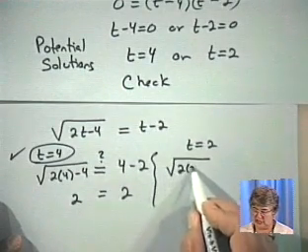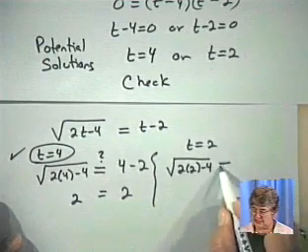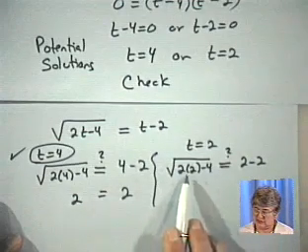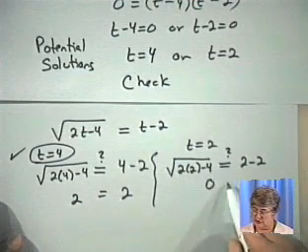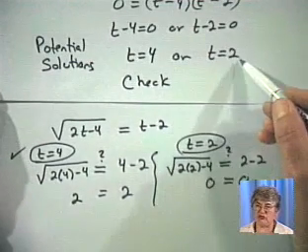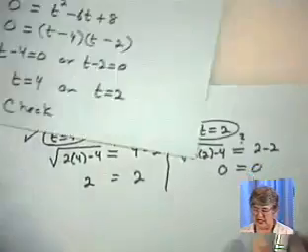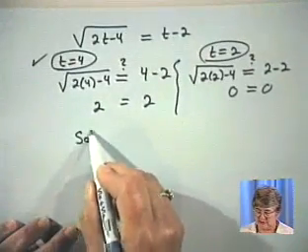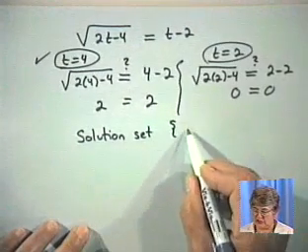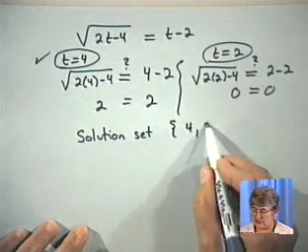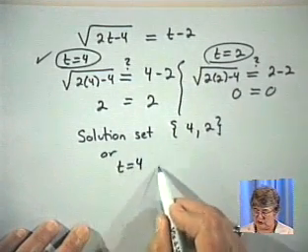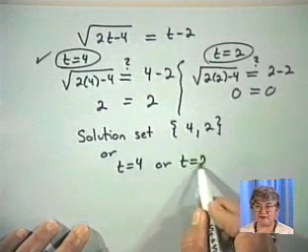Now t equals 2: the square root of 2 times 2 minus 4, is this going to be equal to 2 minus 2? Well, this is 4 minus 4. The square root of 0 is 0. 2 minus 2 is 0. So this one checks. It turns out in this case that we had two potential solutions. Both of them check. The solution to this problem is the set which contains the solution 4 and the solution 2, or we could simply write these as t equals 4 and t equals 2. Both of them check.